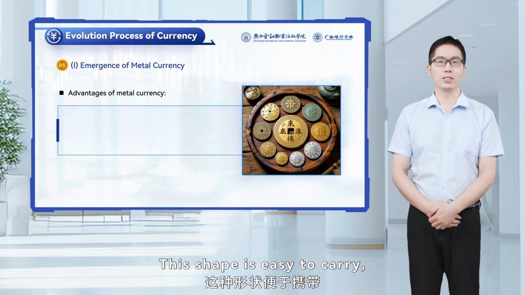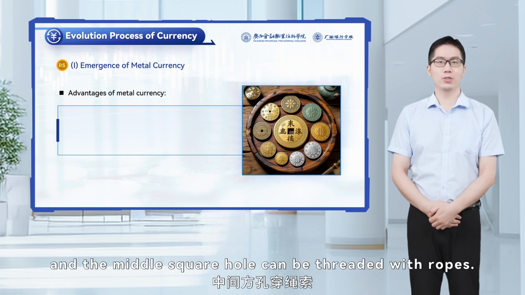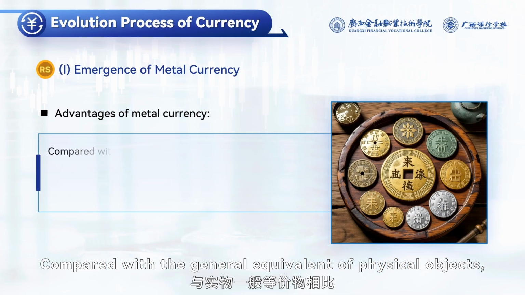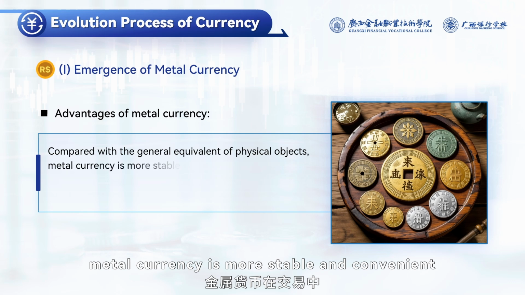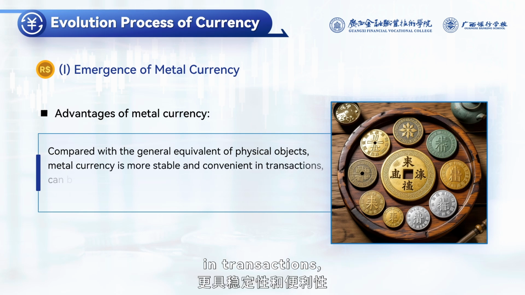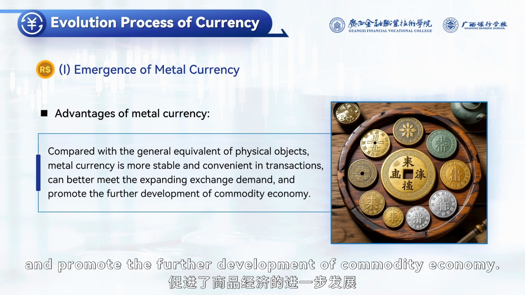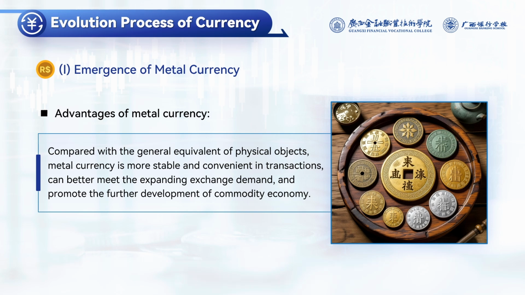This shape is easy to carry, and the middle square hole can be threaded with ropes. Copper coins are not easy to wear from rotational friction. Compared with the general equivalent of physical objects, metal currency is more stable and convenient in transactions, can better meet the expanding exchange demand, and promote the further development of commodity economy.